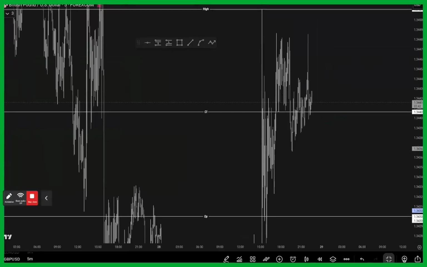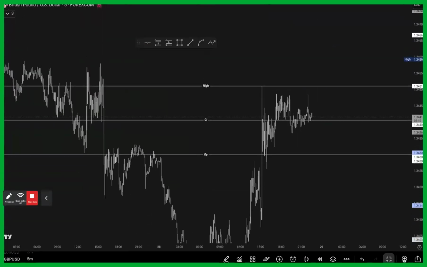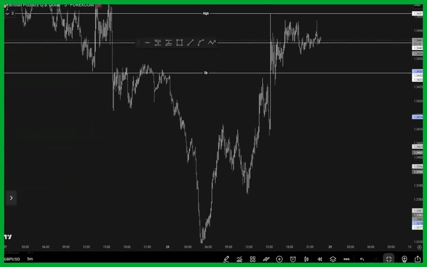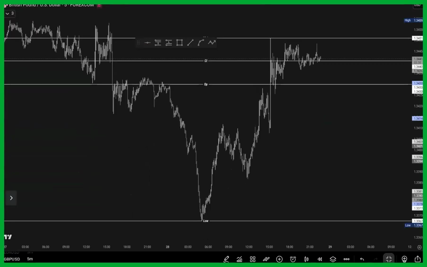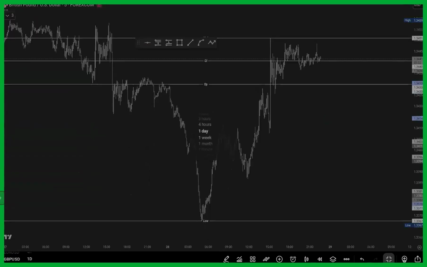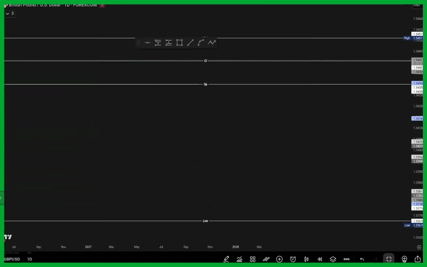Now, we have the 4 criteria needed for a candle. So I will go back to the daily time frame to see whether we're actually correct about the whole structure of the candle.